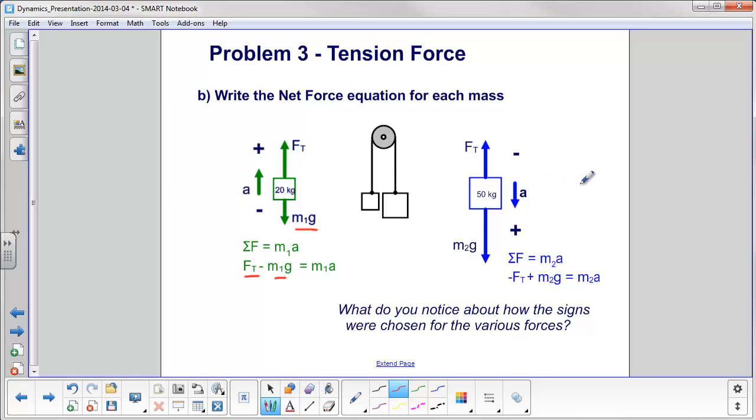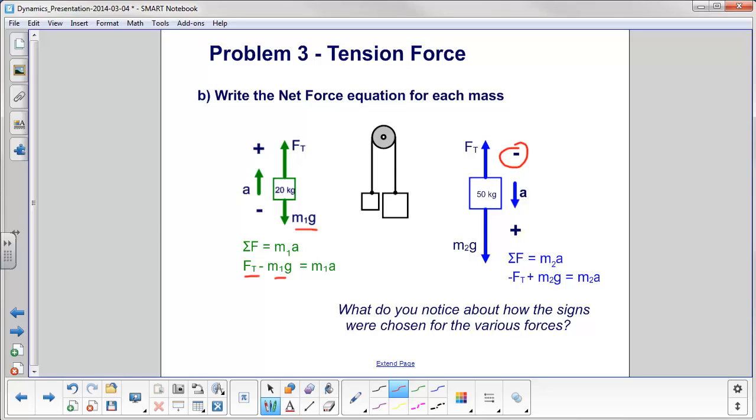For the second mass, the 50 kilogram mass, we have the tension is going up. However, this time the up direction is negative. So that will be negative F sub t plus m2g, which is heading down, equals m2a.